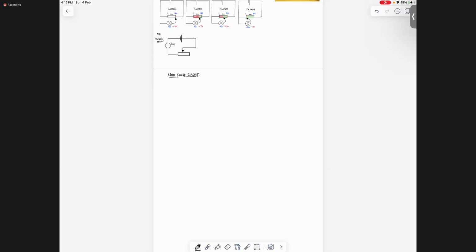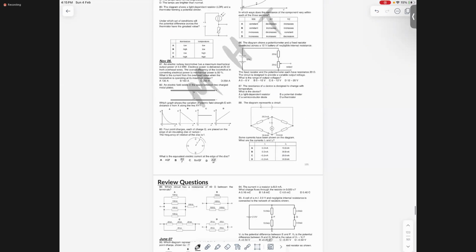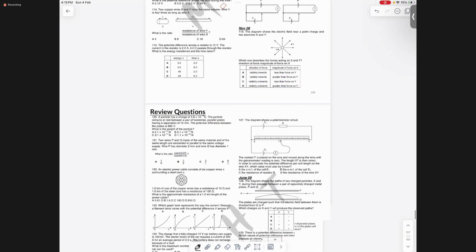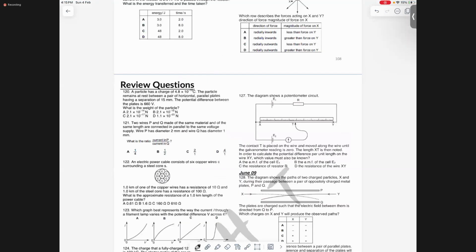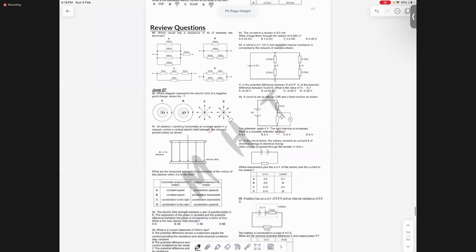Okay, so if you have done past papers, or if you've done questions for practice for your school, you will probably have seen these questions. This is called the null point circuit. It's a little tricky, not difficult, tricky. But if I go through the checklist of what our syllabus wants us to know, we're actually done.